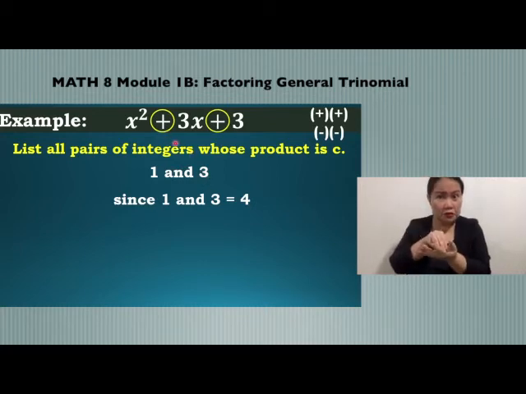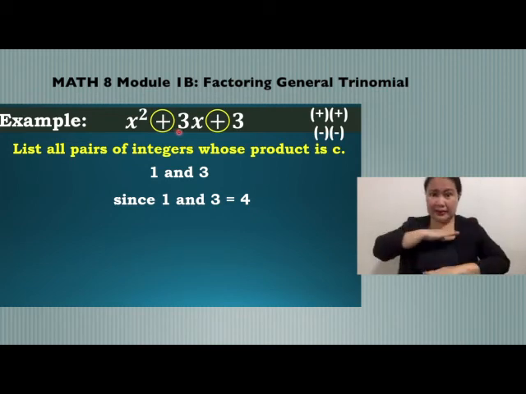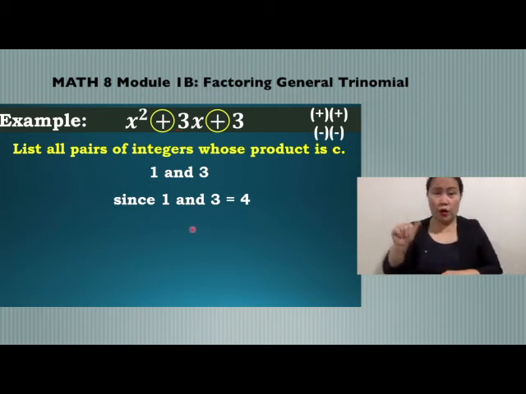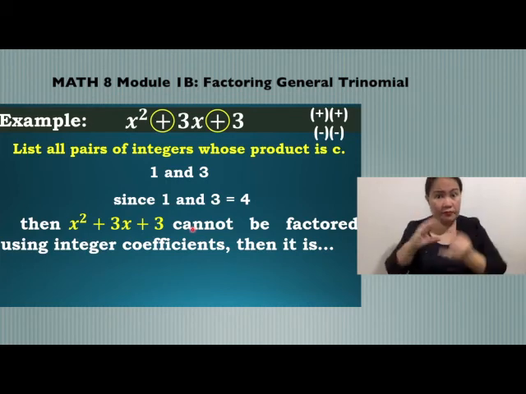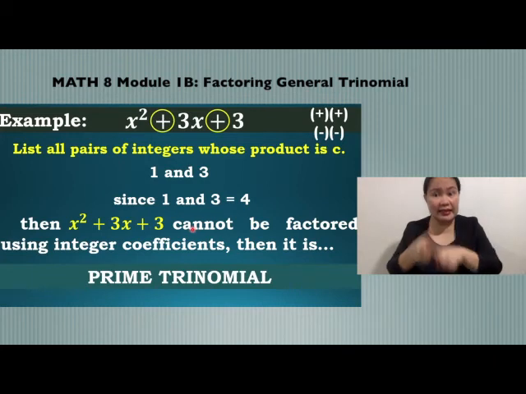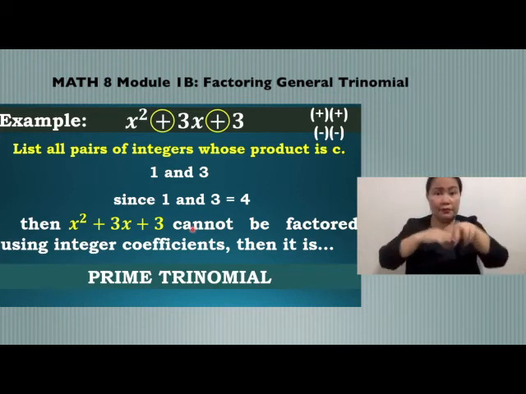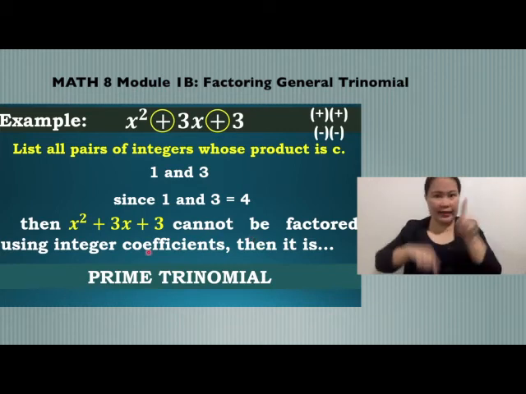Since we do not have a choice, we only have these factors. So, 1 plus 3 is equal to 4. It doesn't satisfy the quadratic trinomial. So, then, x squared plus 3x plus 3 cannot be factored using integer coefficients. Then, it is an example of prime trinomial. So, ito yung tinatawag nating prime trinomial because it cannot be factored.